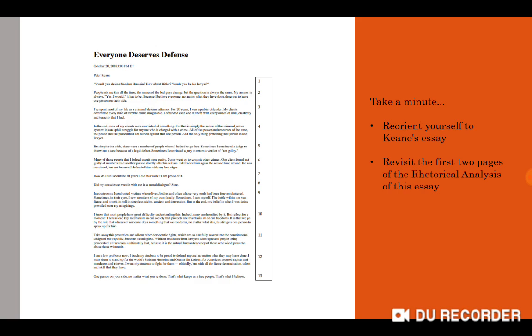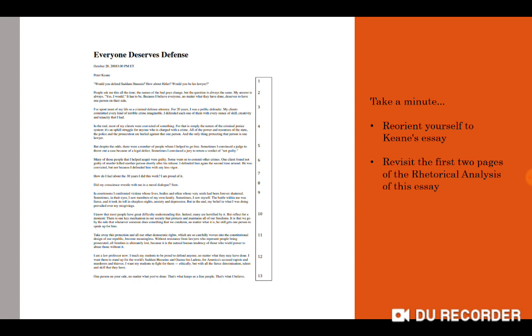So now we're going to get out the Everyone Deserves Defense essay. It'd probably be a good time to pause this presentation, reread the essay, and then I am going to quickly talk through the first 2 pages because I know it was a while ago. I think we did this the end of January, beginning of February, so I know it's been a while. So go ahead, pause and read.